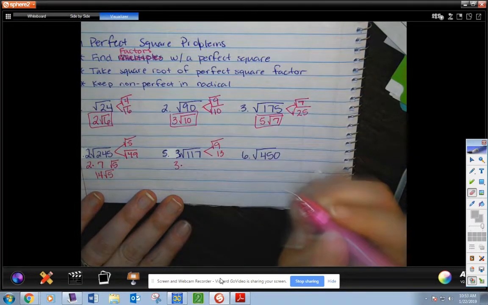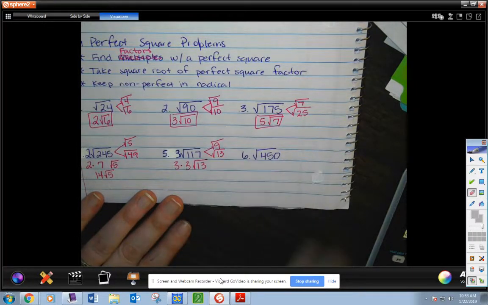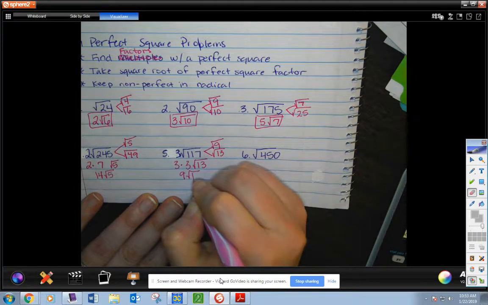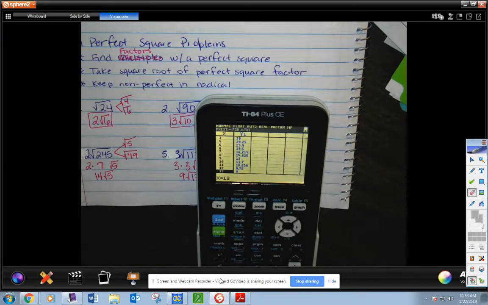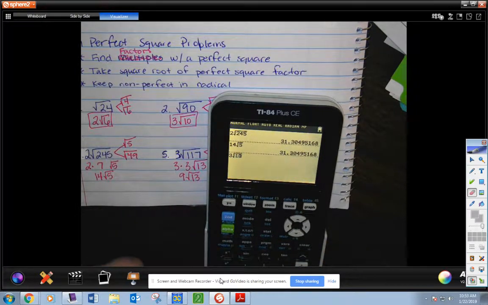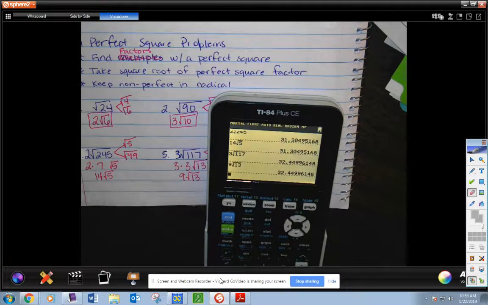When I take the square root of 9, I get 3. I can't take the square root of 13. So 3 times 3 gives me 9, and I keep the square root of 13. Okay, so to check it, we're going to do 3 square roots of 117, and we're going to do 9 square root of 13. I get the same thing, so I'm good.